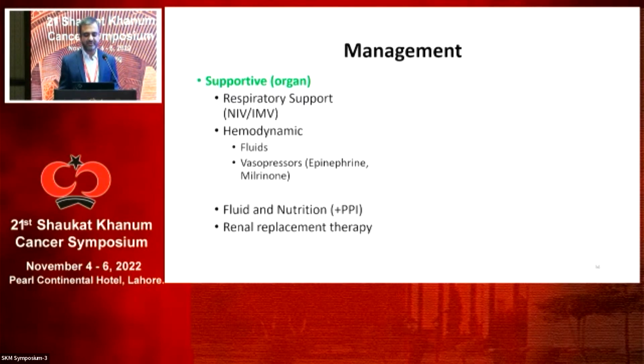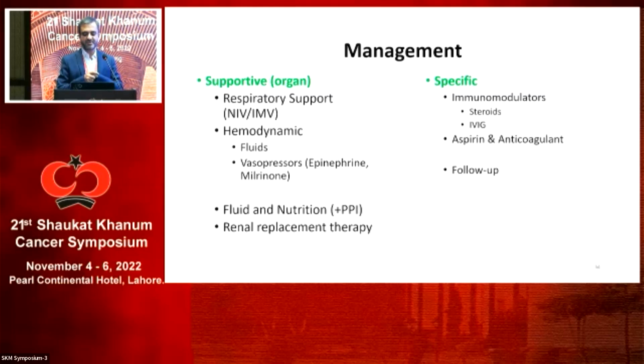Then fluids and nutrition, along with a proton pump inhibitor if we are using steroids, and renal replacement therapy as per need. So again, the options for these children with MISC are immunomodulators, including steroids and IVIG, aspirin and anticoagulants as per the standard risks. And follow-up in these patients is important from the cardiac point of view.